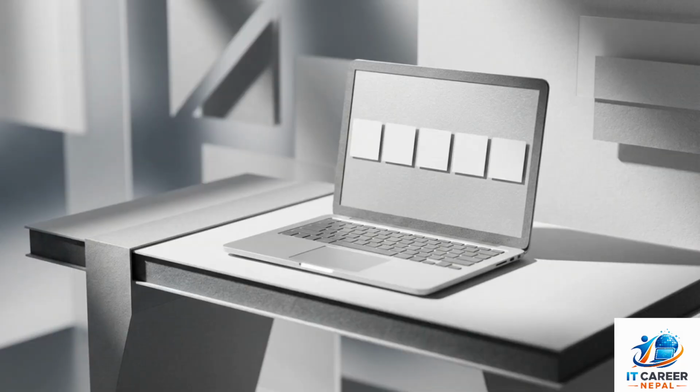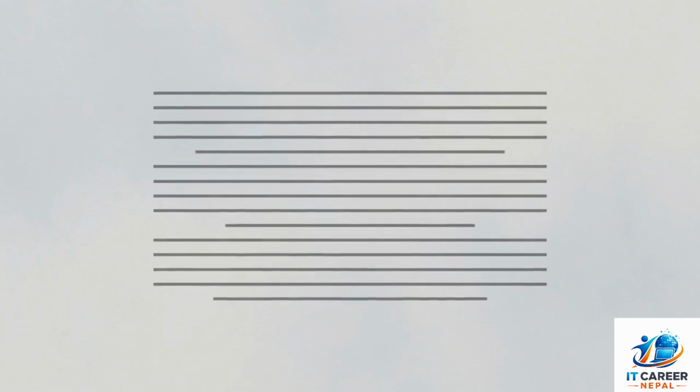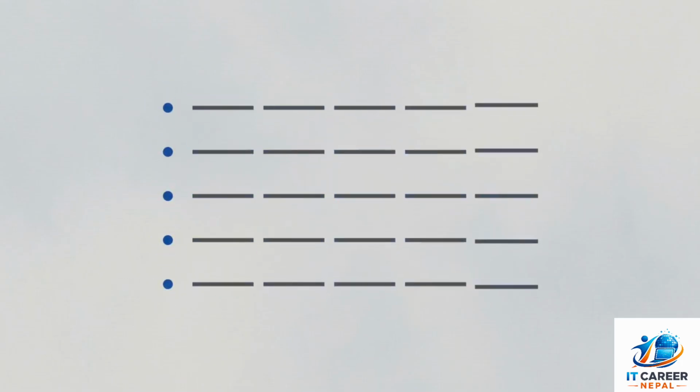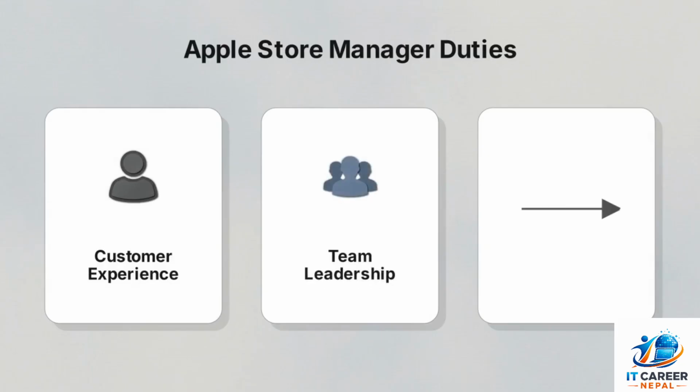For Task 1, you will draft the first 3 to 5 slides of your guide. Because this is an Apple-branded document, your visual presentation requires a highly professional corporate aesthetic. To avoid a wall of text, apply the 5-5-5 rule. Limit yourself to 5 bullet points per slide and 5 words per line. Use this minimalist structure to define the Apple Store Manager's core duties: customer experience, team leadership, and driving sales.